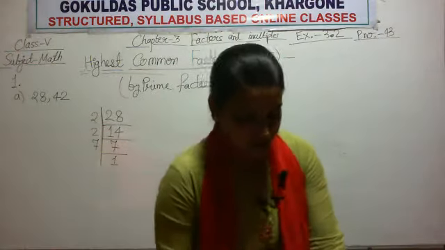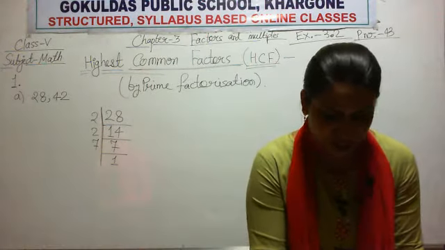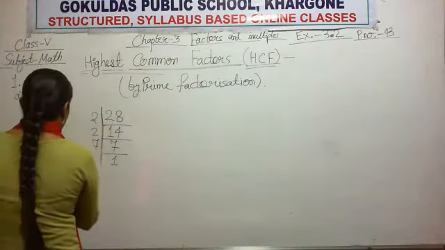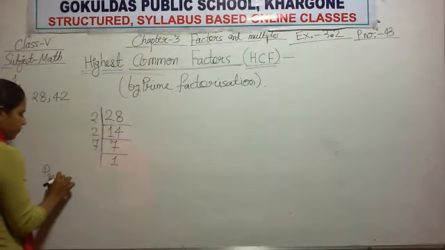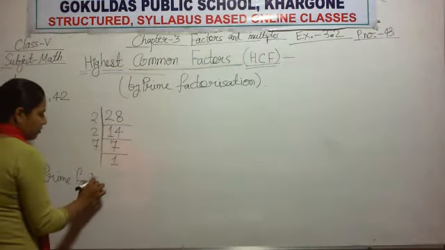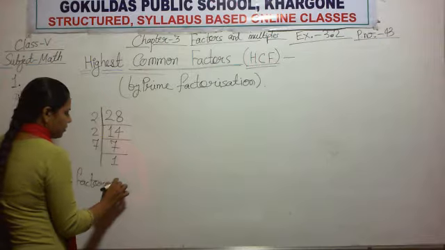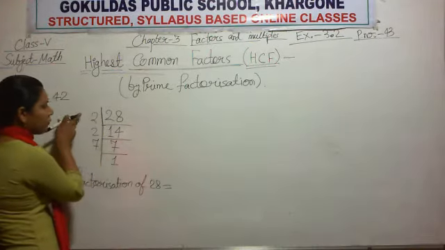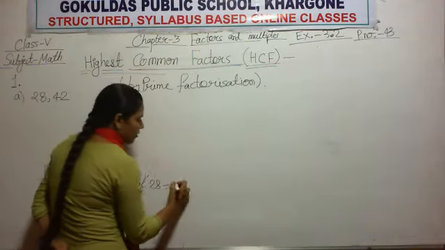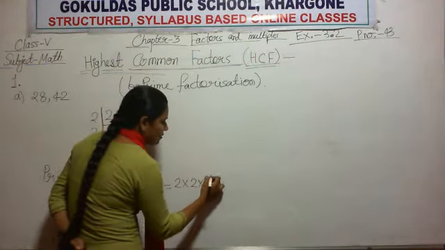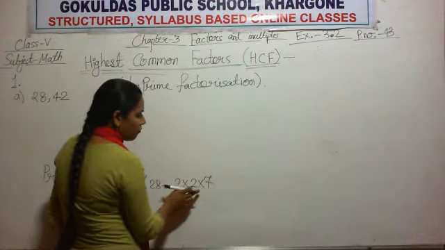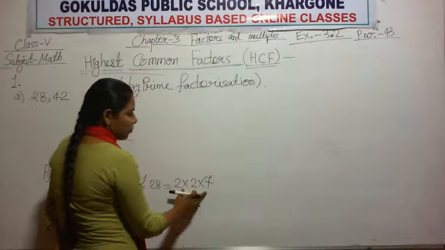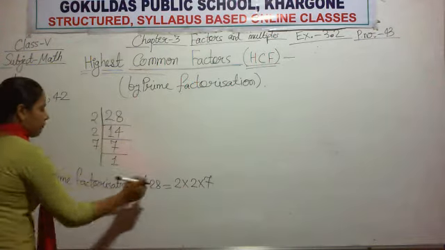So prime factorization of 28 is equal to 2 multiplied by 2 multiplied by 7. The product of prime numbers, these are your prime numbers, and product means multiplication.